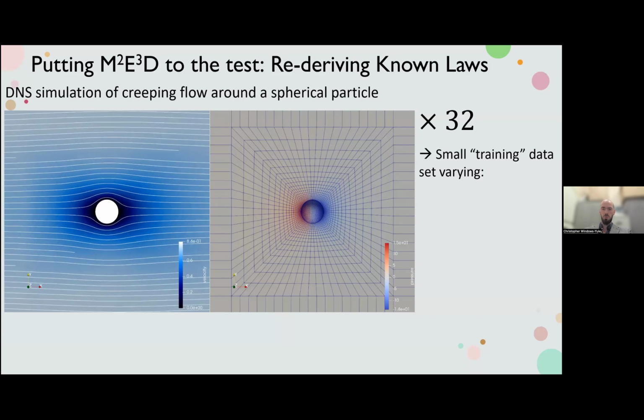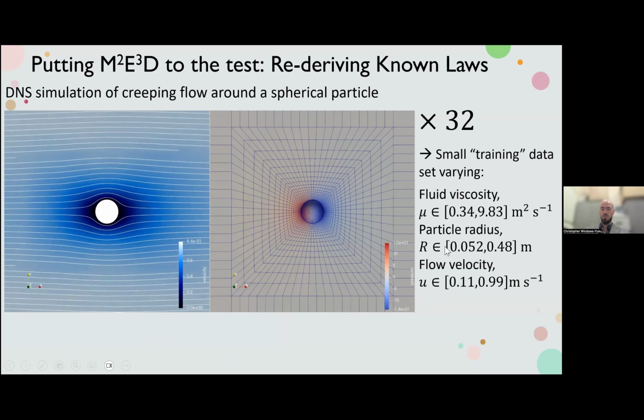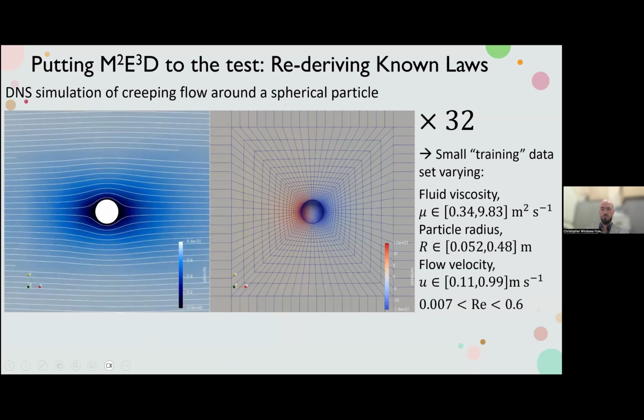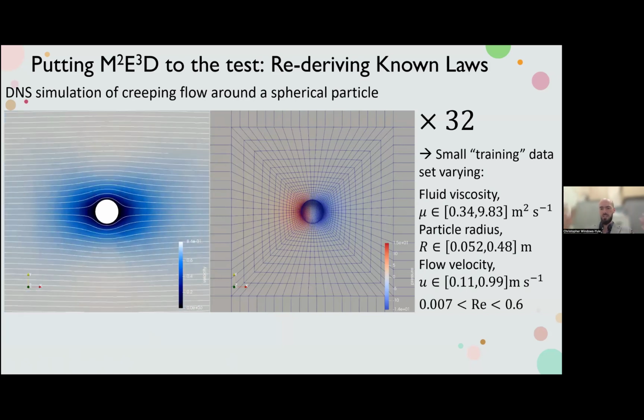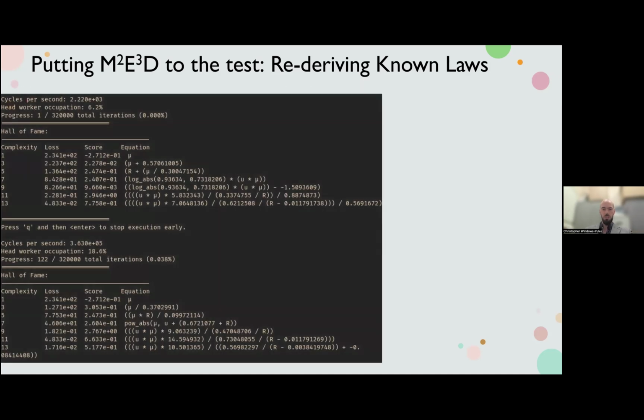So we start with this small training data set, and we vary fluid viscosity, particle radius, and flow velocity. We do so with a Sobol distribution, so it's filling the phase space pretty well. And then we measure the output. Those are our inputs, the output is the force acting on our particle. And we feed these 32 data sets to our symbolic regression engine, and we get an output that looks a little bit something like this.